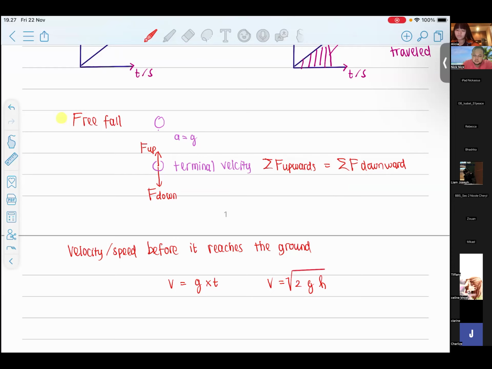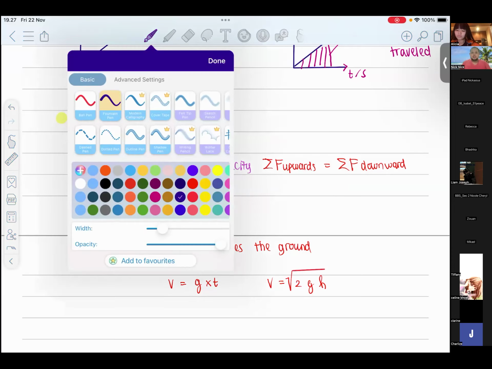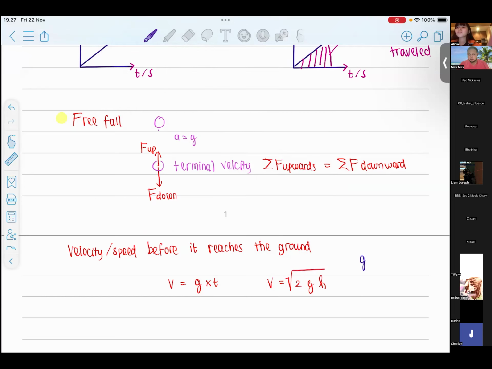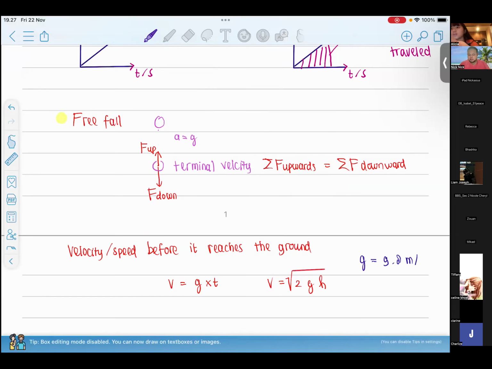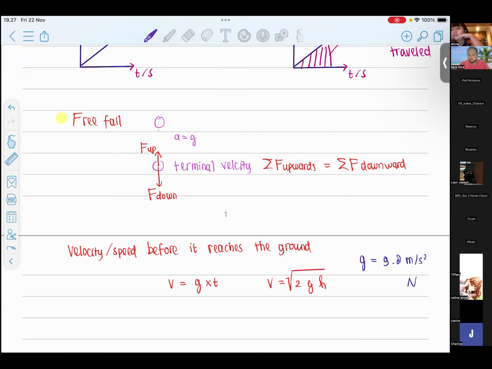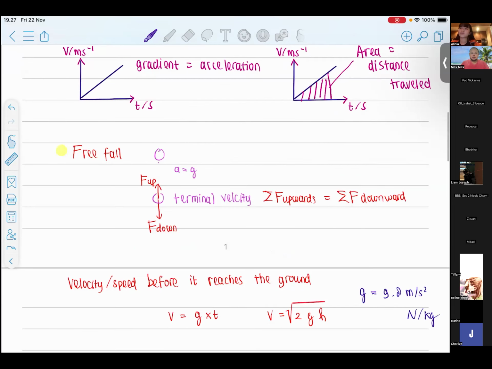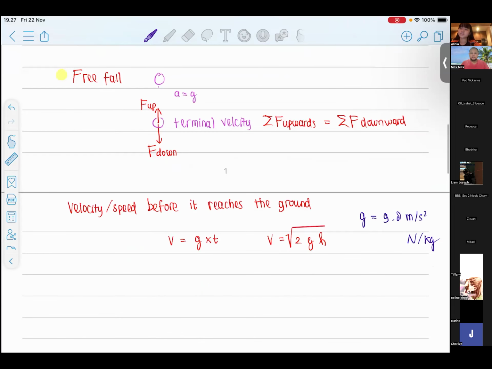Where the g, what is the value of g, students? The value of g, please answer me. 9.8 meter per second squared, or Newton per kilogram. Do you understand? Okay, yes, that's about the free fall.